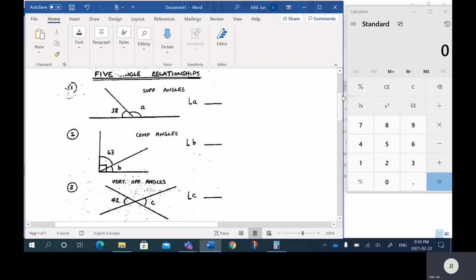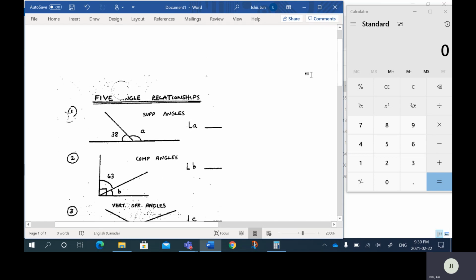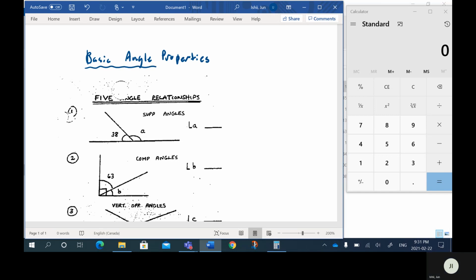I'm going to need a calculator probably. So when it comes to our first lesson here in geometry, the first thing I want to do is just review the basic angle properties. These properties, I believe that you were taught in the past, but this lesson itself is going to serve as review.